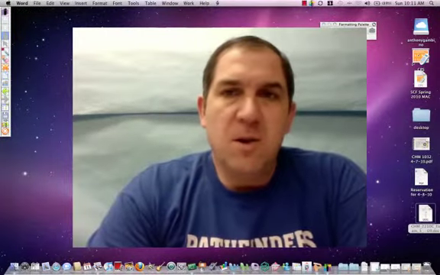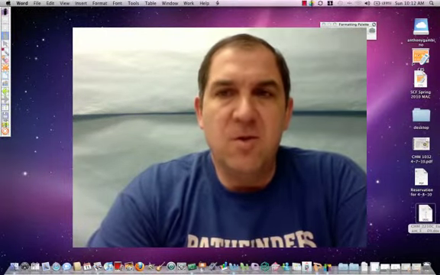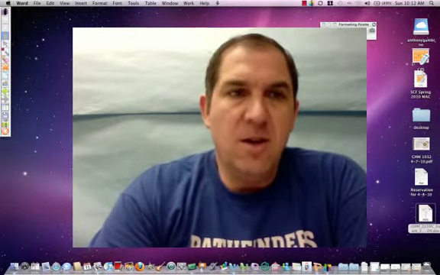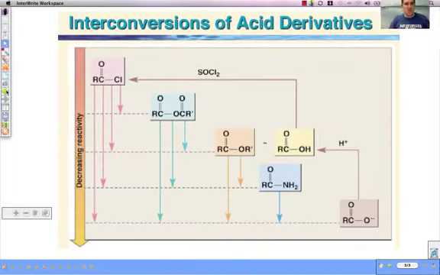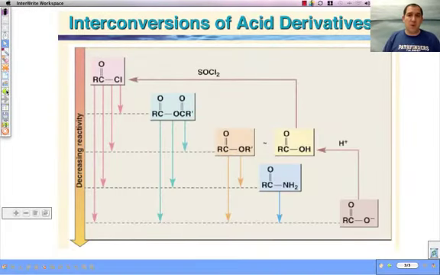We are now going to be going through carboxylic acid derivatives and also enolates. I want to review this diagram. You want to make sure that if you're going to make any of the acid derivatives, which are listed here, you go through the acid chloride. Looking at the energy diagram, the acid chloride is the highest energy compound.